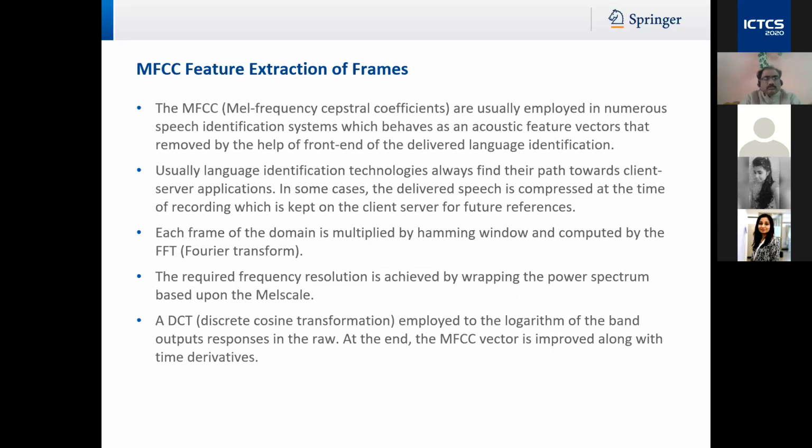Usually, language identification technologies always find their path toward client-server applications. In some cases, the delivered speech is compressed at the time of recording, which is kept on the client server for future reference. Each frame of the domain is multiplied by a Hamming window and computed by Fourier transform. The required frequency resolution is achieved by warping the power spectrum based upon the Mel scale. Discrete cosine transformation is applied to the logarithm of the band output responses. At the end, the MFCC vector is improved along with the time derivatives.